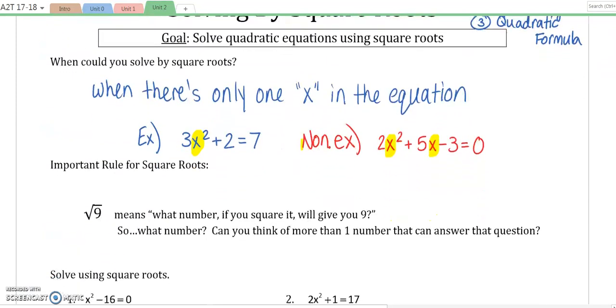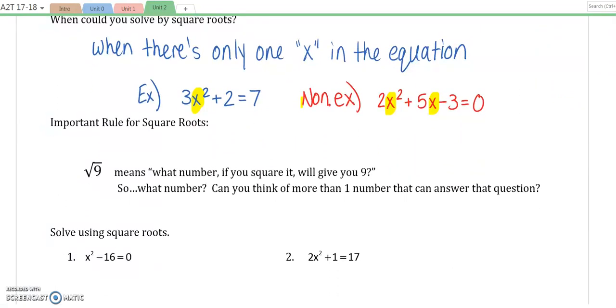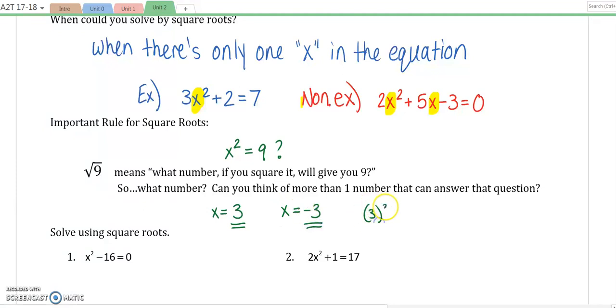Okay? Now, when it comes to solving by square roots, there is an important rule, and I'm going to walk you through it so that hopefully you can recognize where it comes from. When you see the square root of 9, what that really means is: what number, if you square it, will give you 9? In other words, x, if I were to square it, will give you 9. What could that number be? Well, hopefully you thought of 3. 3, if I square it, would give me 9. But can you think of a second number that would work? How about negative 3?